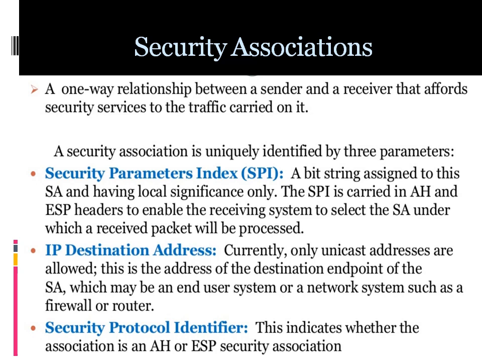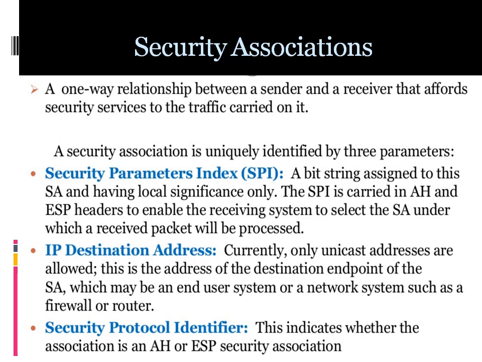Then the security association that we have been talking about is uniquely identified by three parameters, namely security parameters index, which is also called SPI, next IP destination address, and security protocol identifier. Now the security parameters index or SPI is nothing but a bit string which is assigned to the SA and having local significance. Now the SPI is carried in AH or authentication header and ESP headers in order to enable the receiving system to select the SA or security association under which a received packet will be processed.